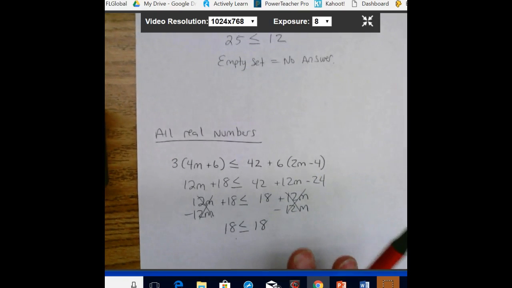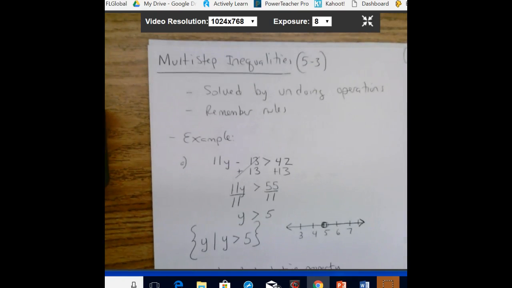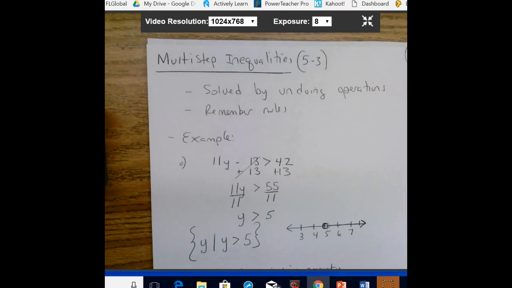These are multi-step inequalities. I hope that makes a lot of sense to you. We did kind of the addition, subtraction, multiplication, division, and just remember if you're doing division or multiplication by a negative number that you have to change the direction of the inequality sign. And add these to your notebook and you're good.